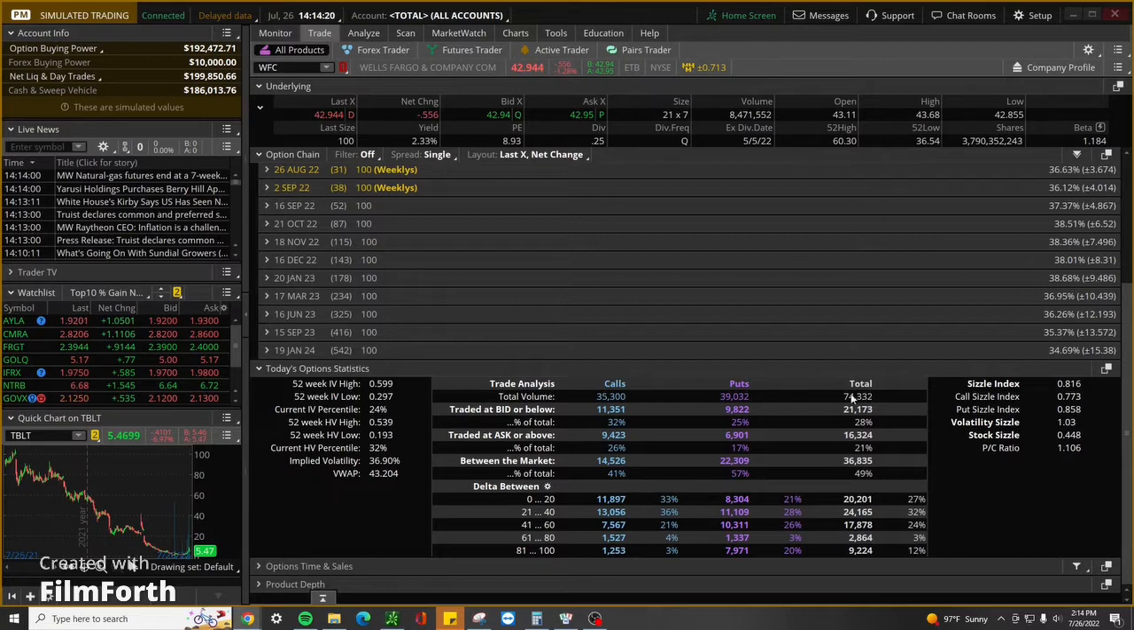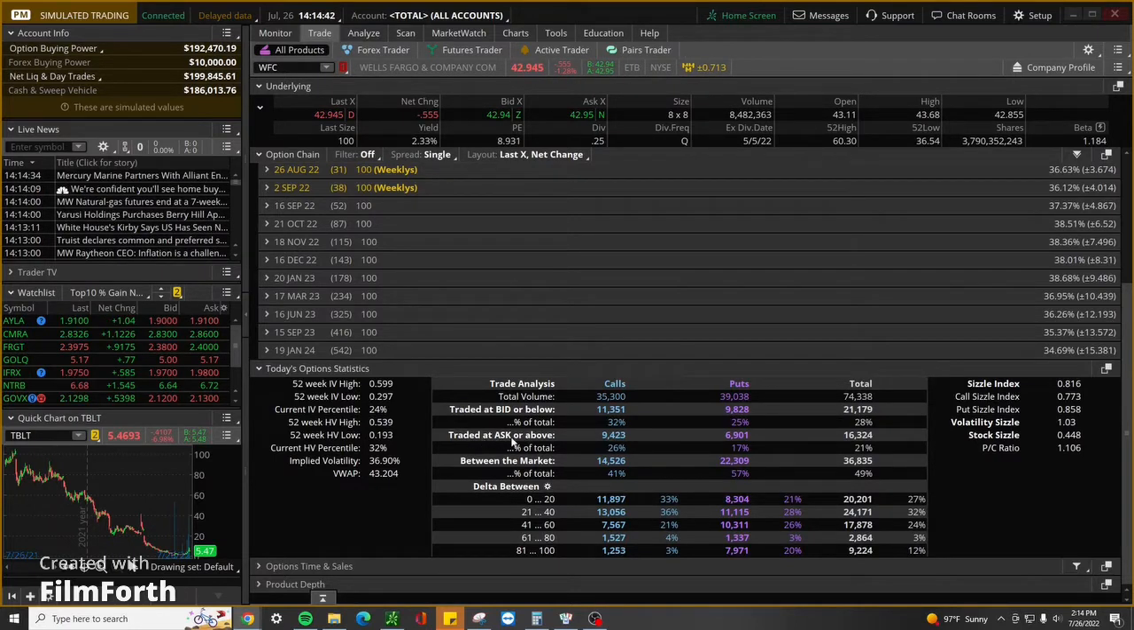And these numbers are dynamic, so they change as you go, especially within market hours. It breaks them down for you in terms of options traded at a bid price or below the bid price. It gives you that number for the calls, it gives you that number for the puts, and the total number of options as well.